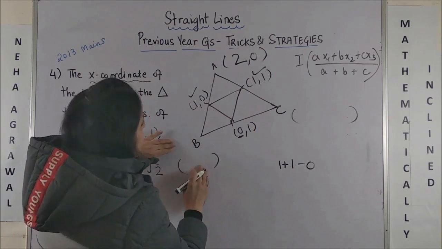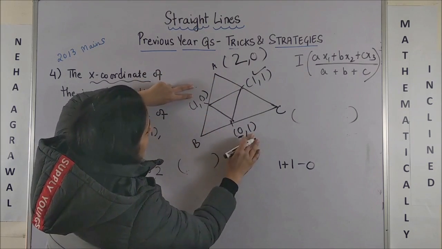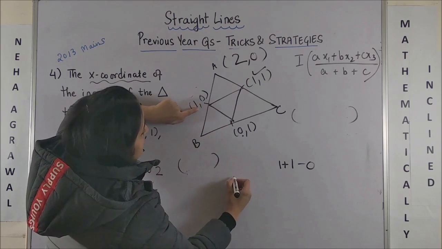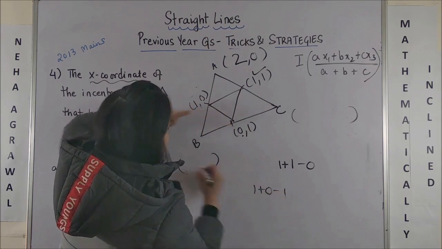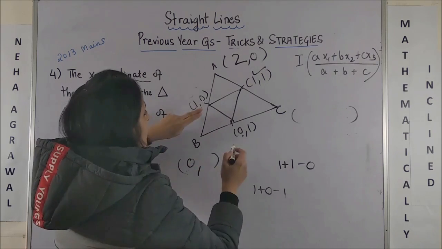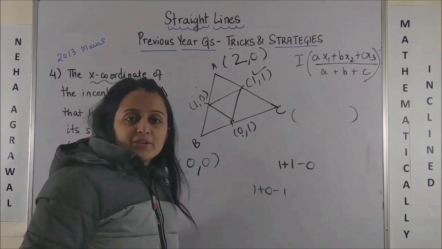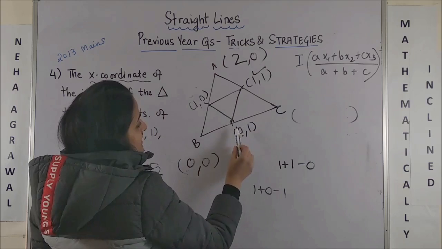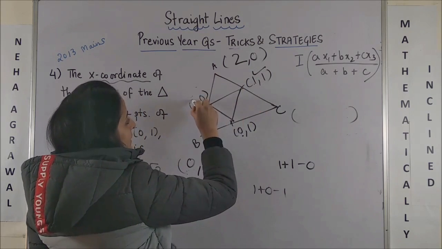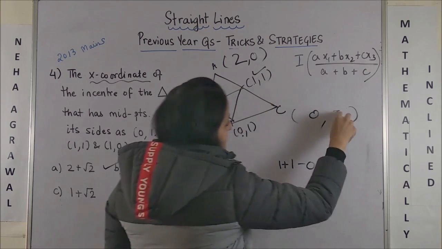Same way for B, I add these two, which is 1 plus 0, and I subtract this. So 1 plus 0 minus 1 gives you a 0, comma, the same thing, 0 plus 1 minus 1, that makes it 0, 0. Now again, for C coordinate, I say this is 0 plus 1 minus 1, that makes it a 0, and 1 plus 1 minus 0, that's a 2.